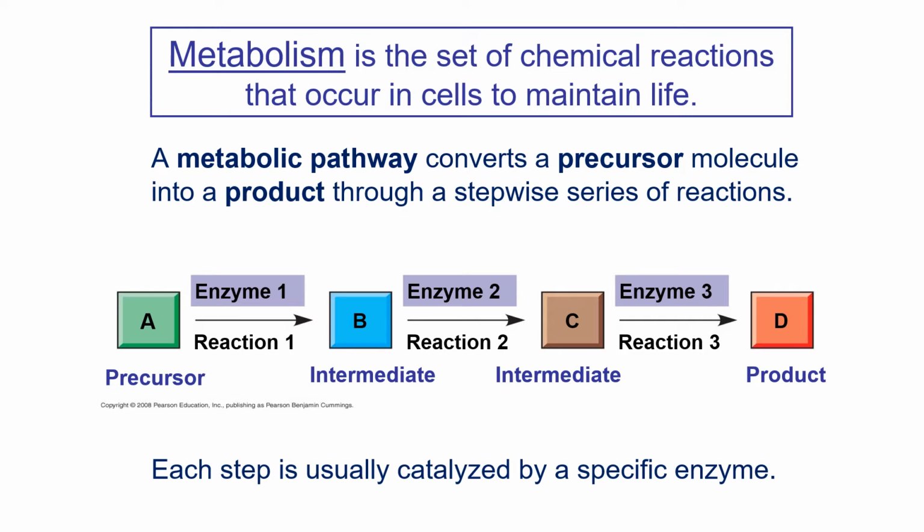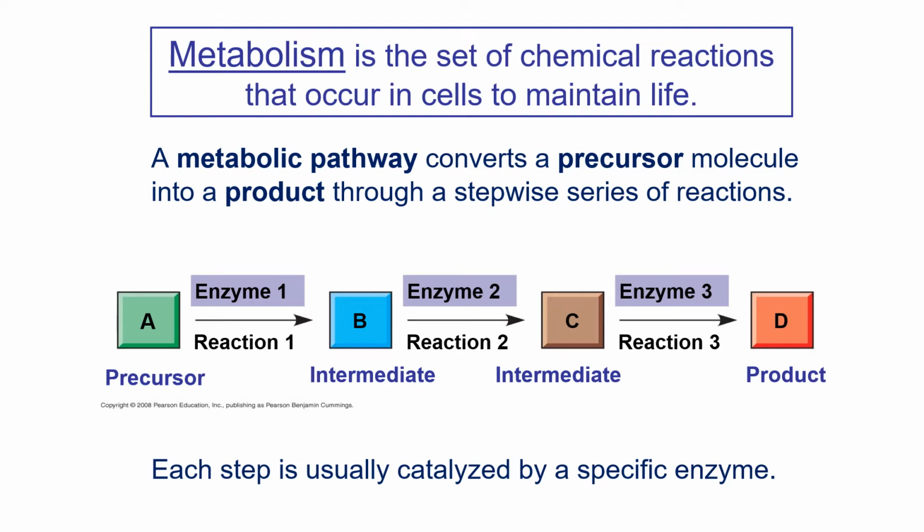Remember that it's very uncommon for any reactions to occur in a cell without the help of an enzyme. And typically, each one of these steps is going to be performed by a different enzyme. Enzymes usually catalyze just one certain type of reaction, or sometimes a handful of very similar reactions. That product might be used to build something, or that product might be a precursor for another metabolic pathway. For that matter, any of these intermediates could be a precursor for another metabolic pathway.